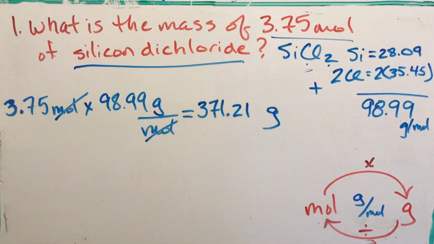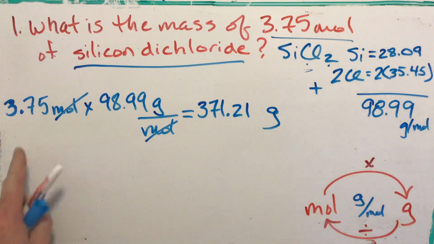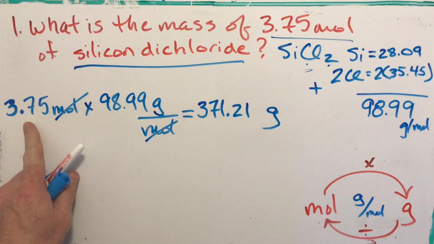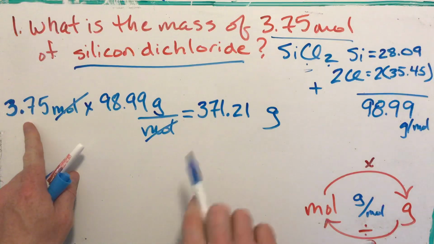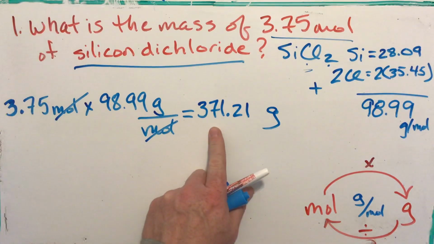371.21. So 3.75 moles, if I put that on a scale, that amount, the scale should read 371.21 grams.